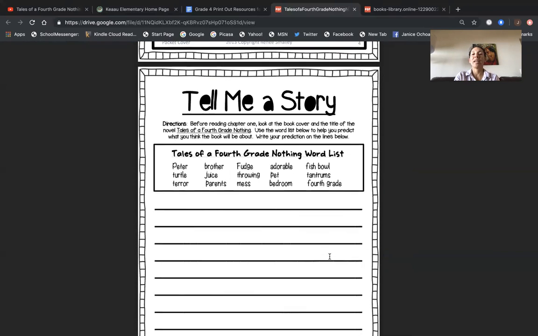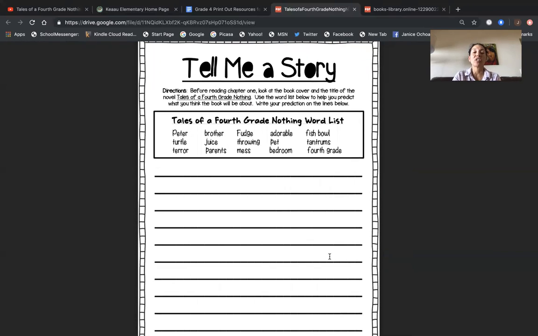All right, here we go. Page 5. Tell Me a Story. Directions: Before reading chapter 1, look at the book cover and the title of the novel, Tales of a Fourth Grade Nothing. Use the word list below to help you predict what you think the book will be about. Write your prediction on the lines below. So here is the word list.